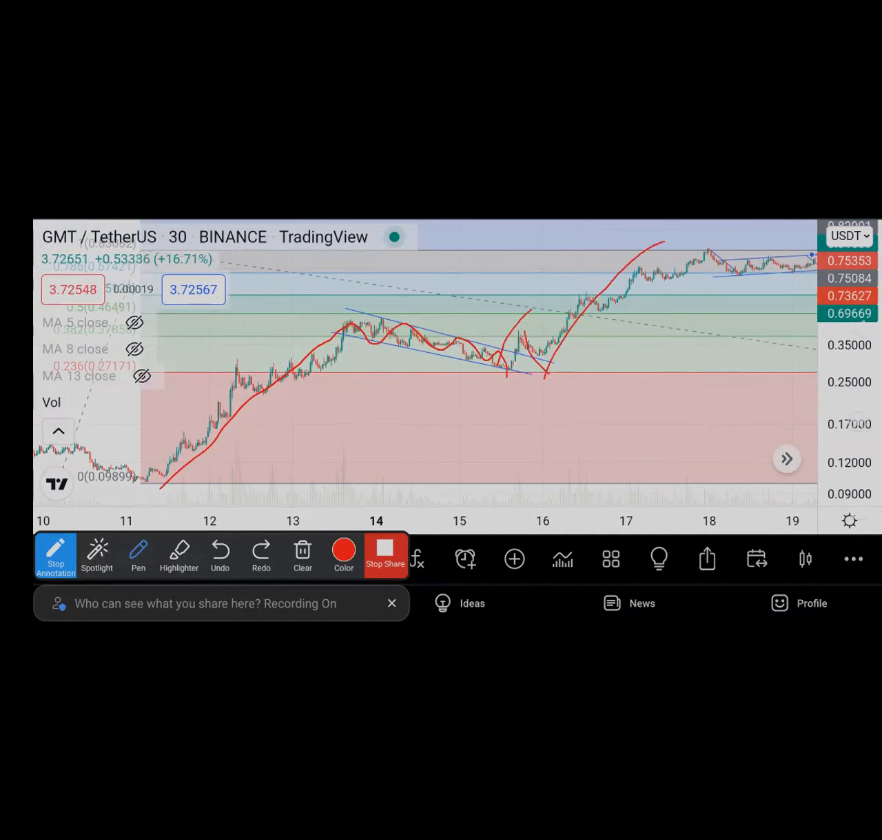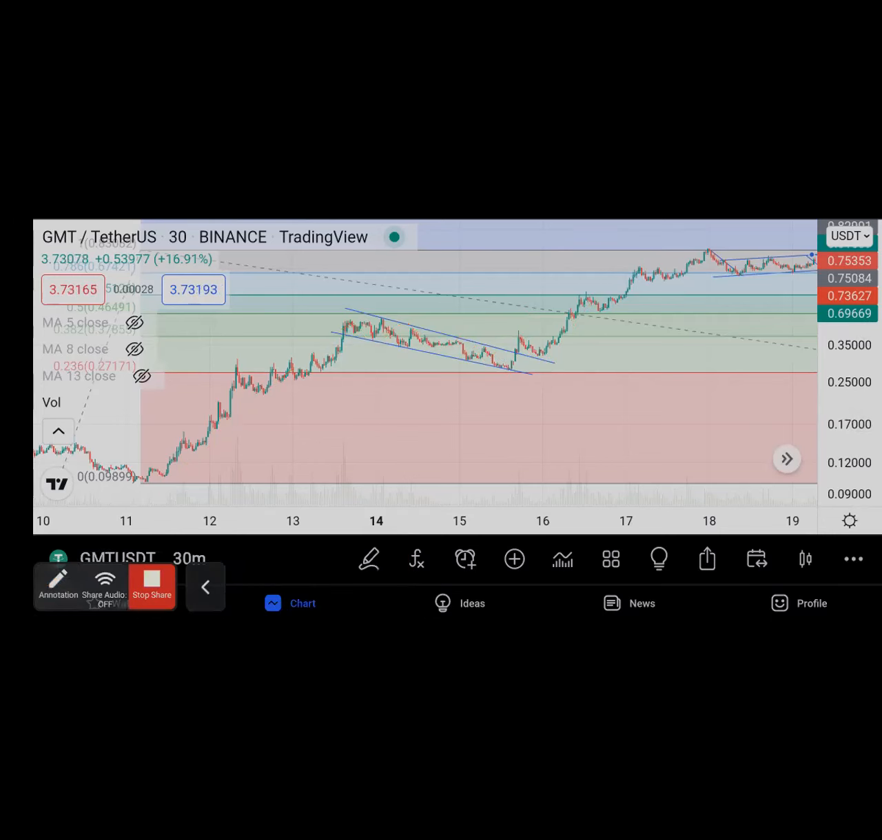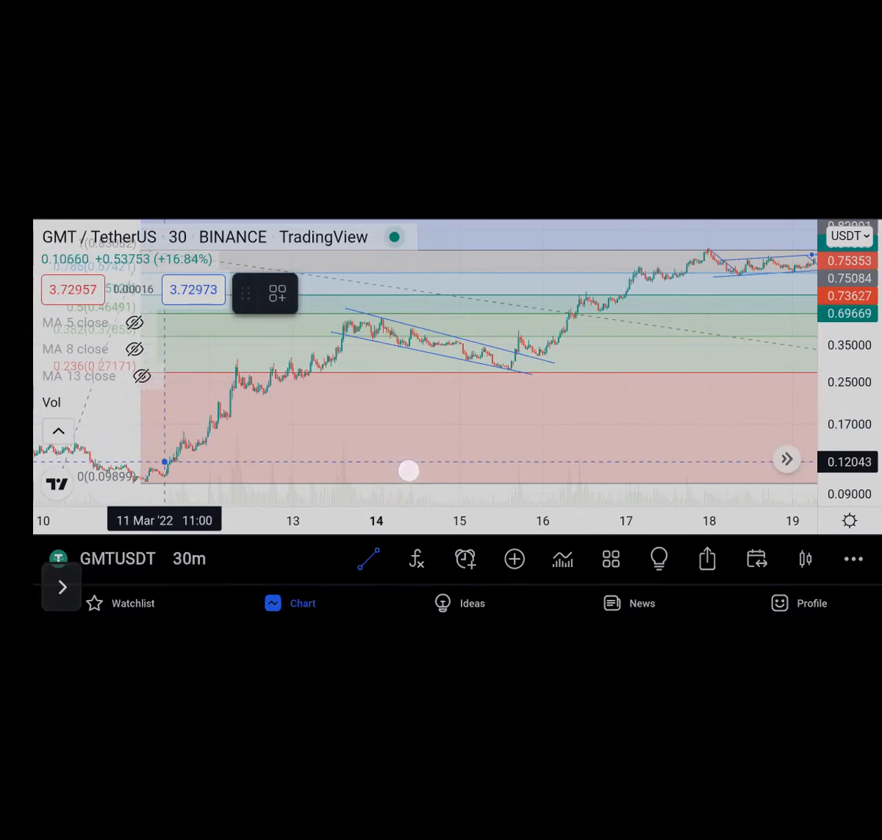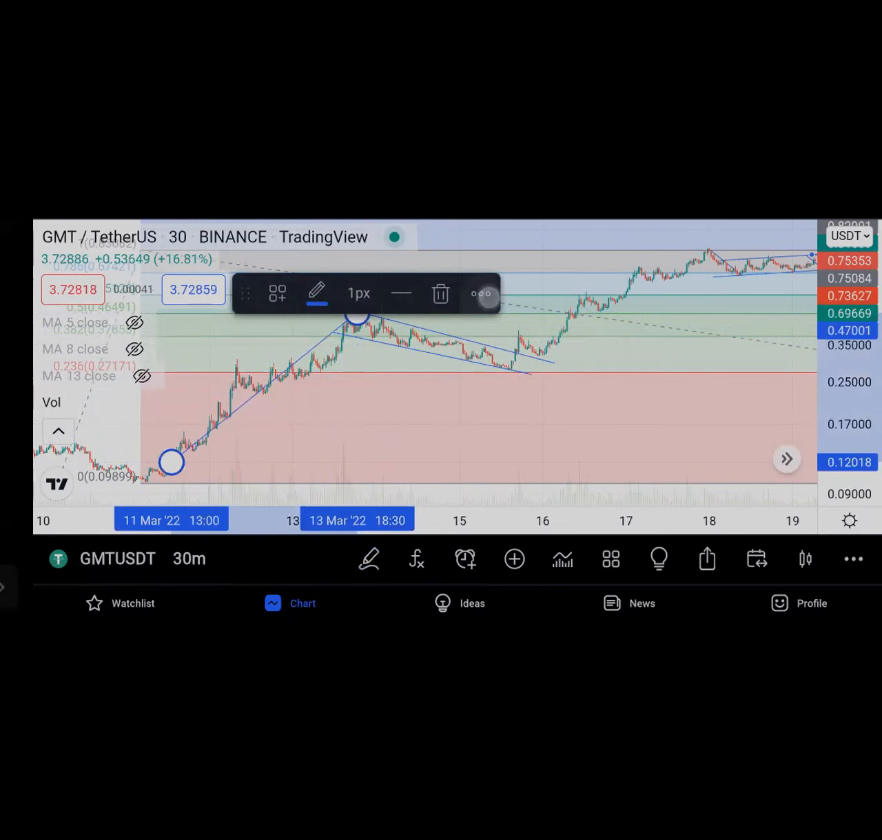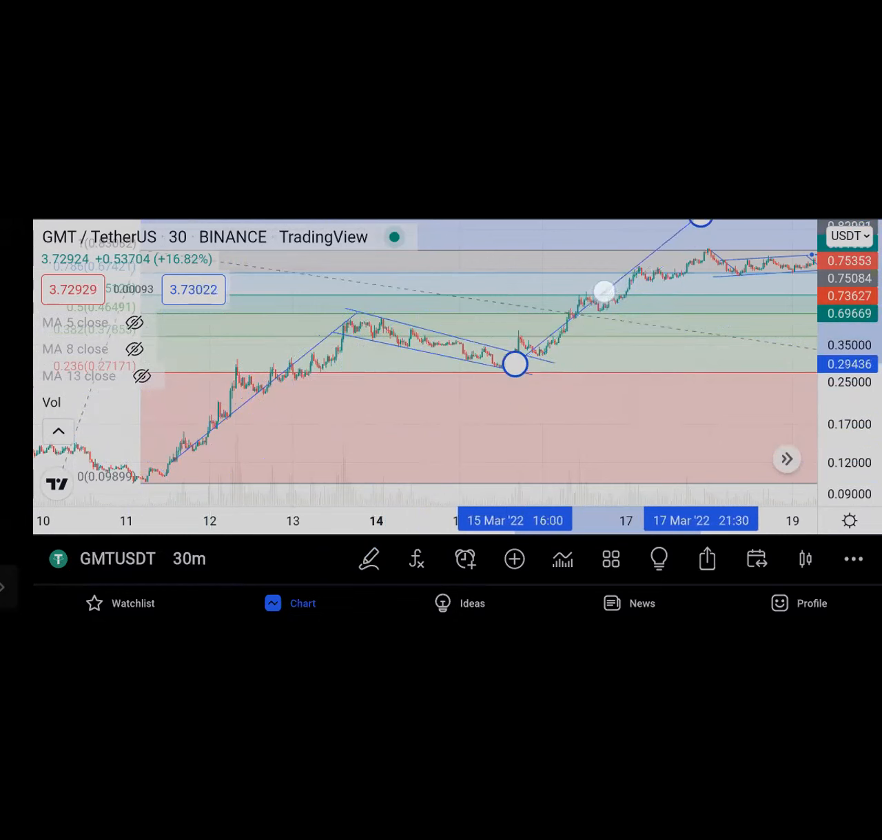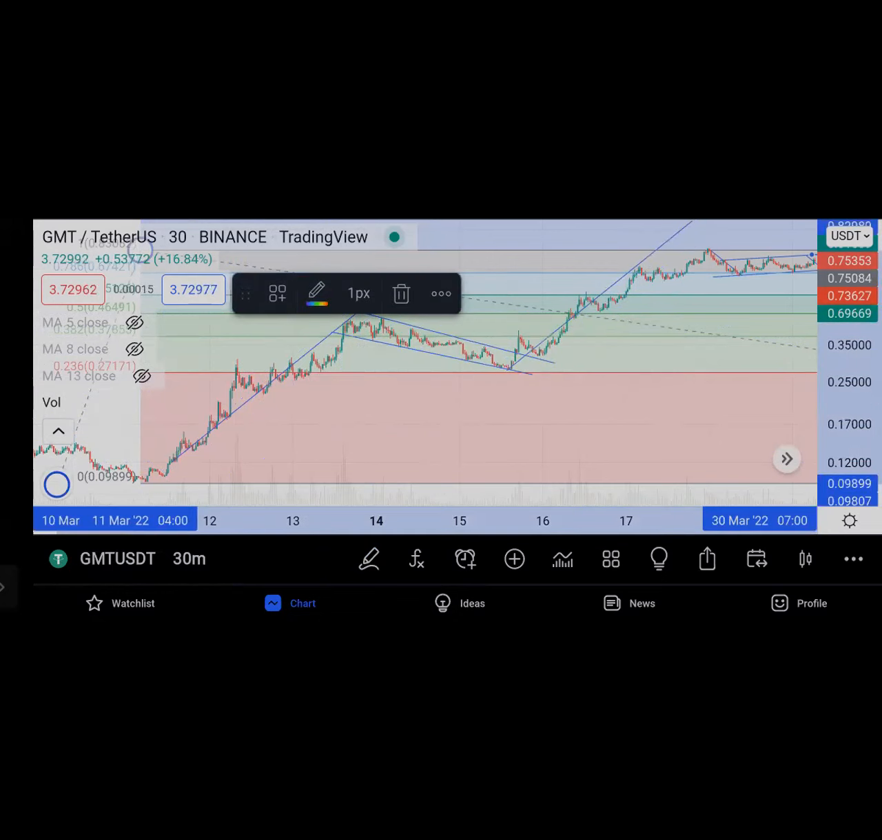Now there's something I want to check first. I want to measure our TP based on the way we measure our TP and know whether it actually reached. Let's measure it. We use our trend line. We measure from here to here. All right, then we're going to clone it, then we'll move it from here to here.